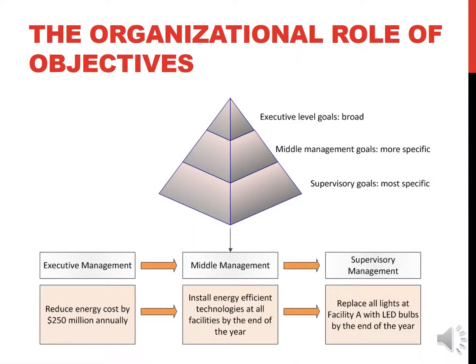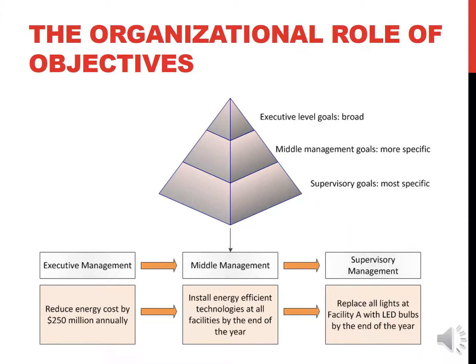Again, we have 3 levels of objectives. At the executive level, the goals tend to be very broad. For example, let's use our example: reduce energy costs by $250 million annually. At the next level, we might have more specific objectives. For example, if we want to reduce energy costs, we will install energy efficient technologies at all facilities by the end of the year. And then at the supervisory level, which is very specific, to support that goal, we would replace all lights at facility A with LED bulbs by the end of the year.